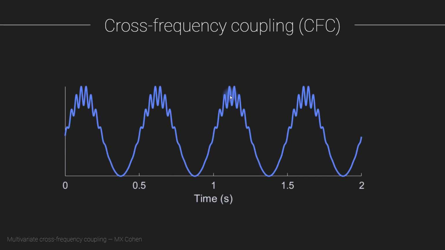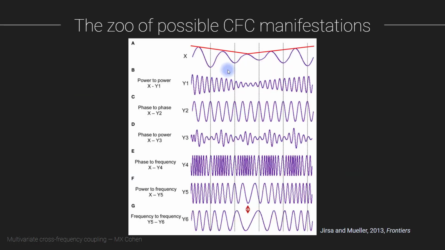As I mentioned, this is just one way of expressing cross-frequency coupling. This is called phase-amplitude coupling because the phase of the slower rhythm is determining the amplitude of the faster rhythm. This slide shows that there are many different ways to conceptualize the manifestations of cross-frequency coupling. It's basically all possible combinations of power in one channel and phase in another channel or frequency. So power, phase, and frequency, and you can change these things around and get different manifestations of cross-frequency coupling.